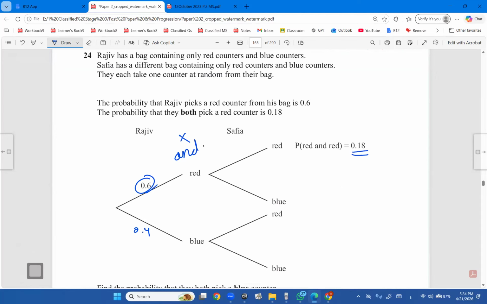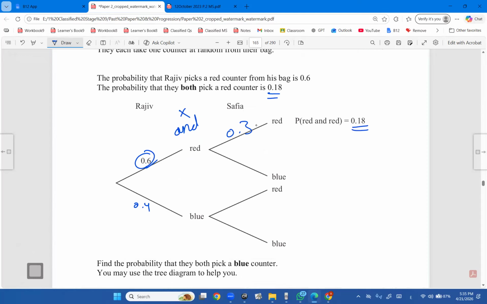So 0.6 times what is 0.18? Mentally, you can notice that it's 0.3, or if you want, 0.18 divided by 0.6 is going to give you 0.3. So now we needed to know 0.6 times what is going to give me the 0.18. We found that is 0.3. So since Safia to pick red is 0.3, then the blue is 0.7, the rest of the one. They are the same. Good.